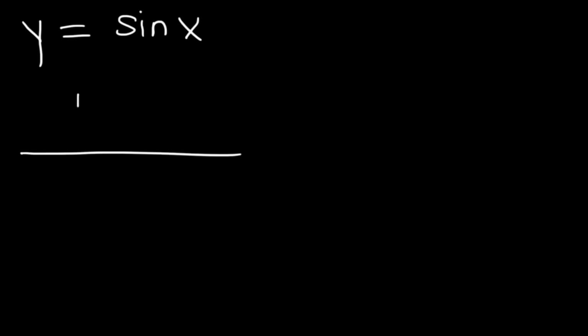Now let's talk about graphing trigonometric functions. Let's start with the sine function, sine x. Sine x is basically a sinusoidal function. It's a sine wave, and that's how it looks. At least that's one period. This ends at 2 pi. That's one cycle of the wave.